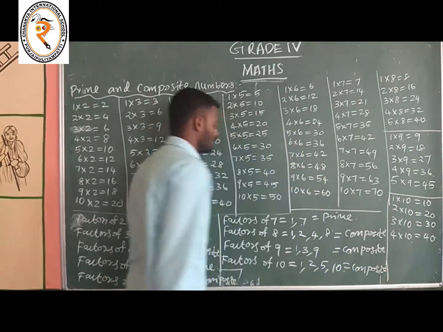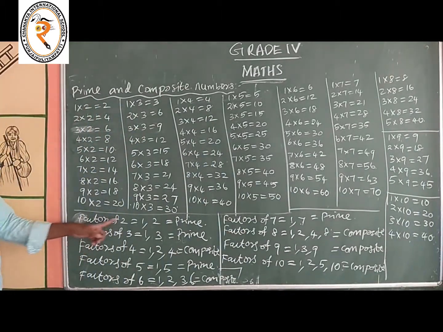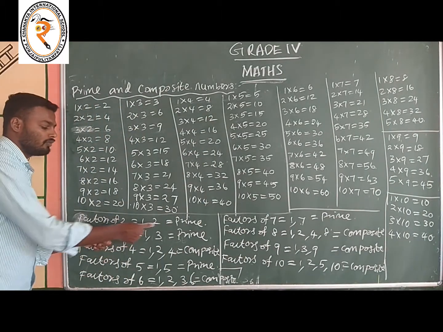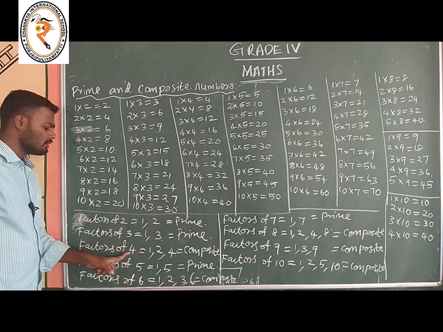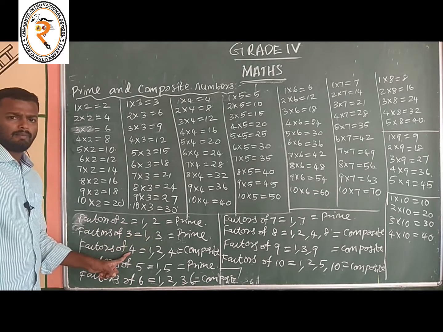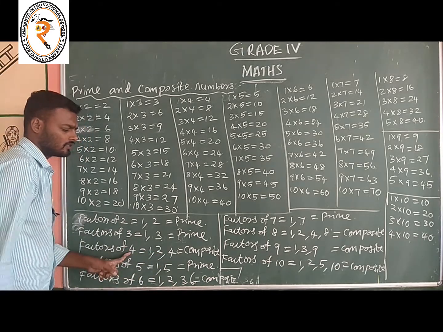So on, and so on. 2 is a prime number because we have 2 factors. 3 is a prime number because we have 2 factors. 4 is not a prime because we have 3 factors.